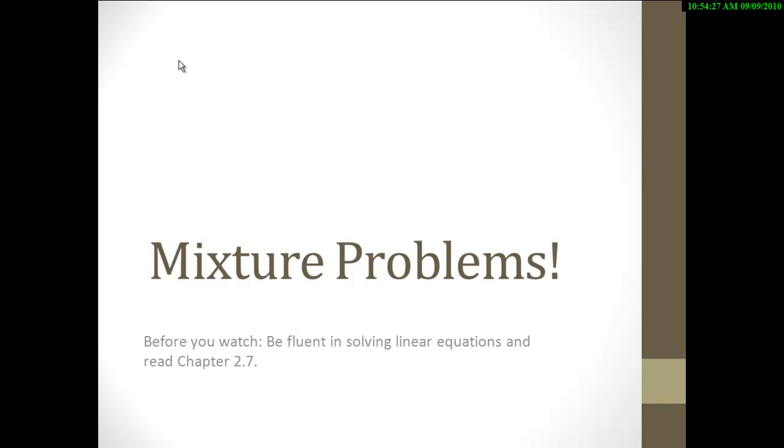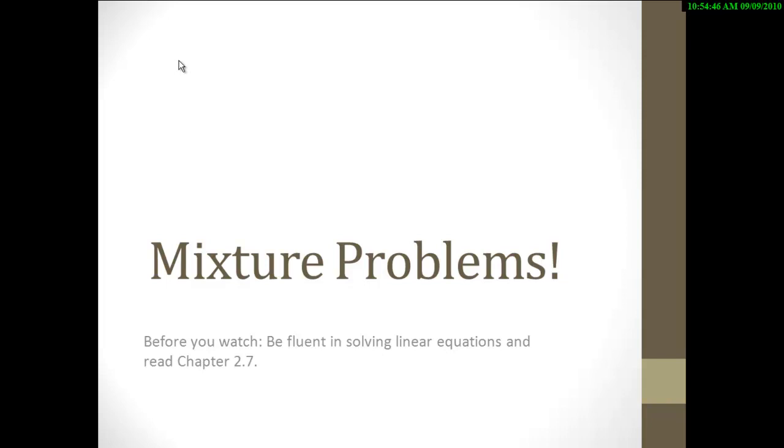Hi, this is Avi, and today we will be discussing mixture problems. Mixture problems are an important application of the skills that we've been building up in Chapter 2. And there's some examples in Chapter 2.7, but a lot of the time it helps to have a little more explanation than is in the book.